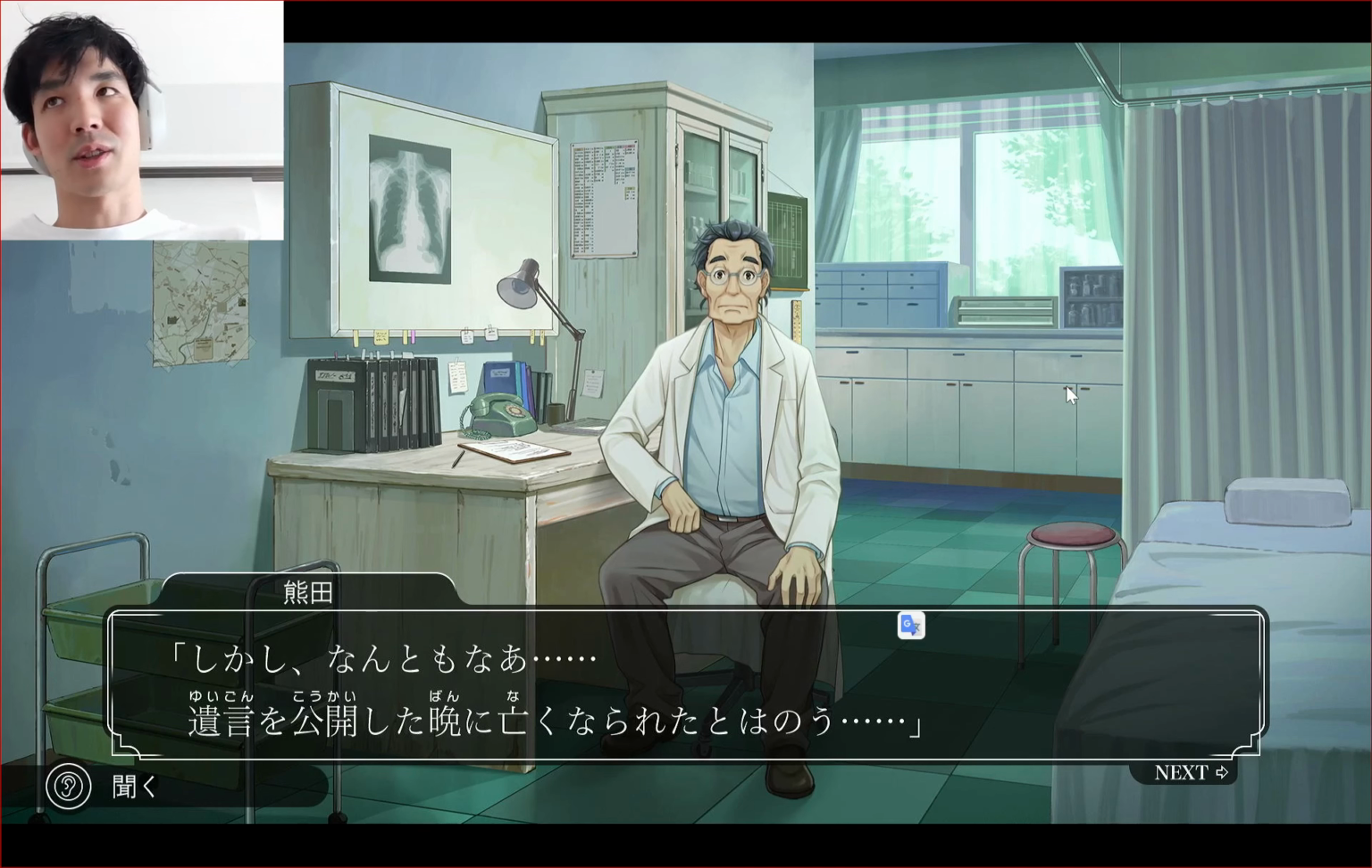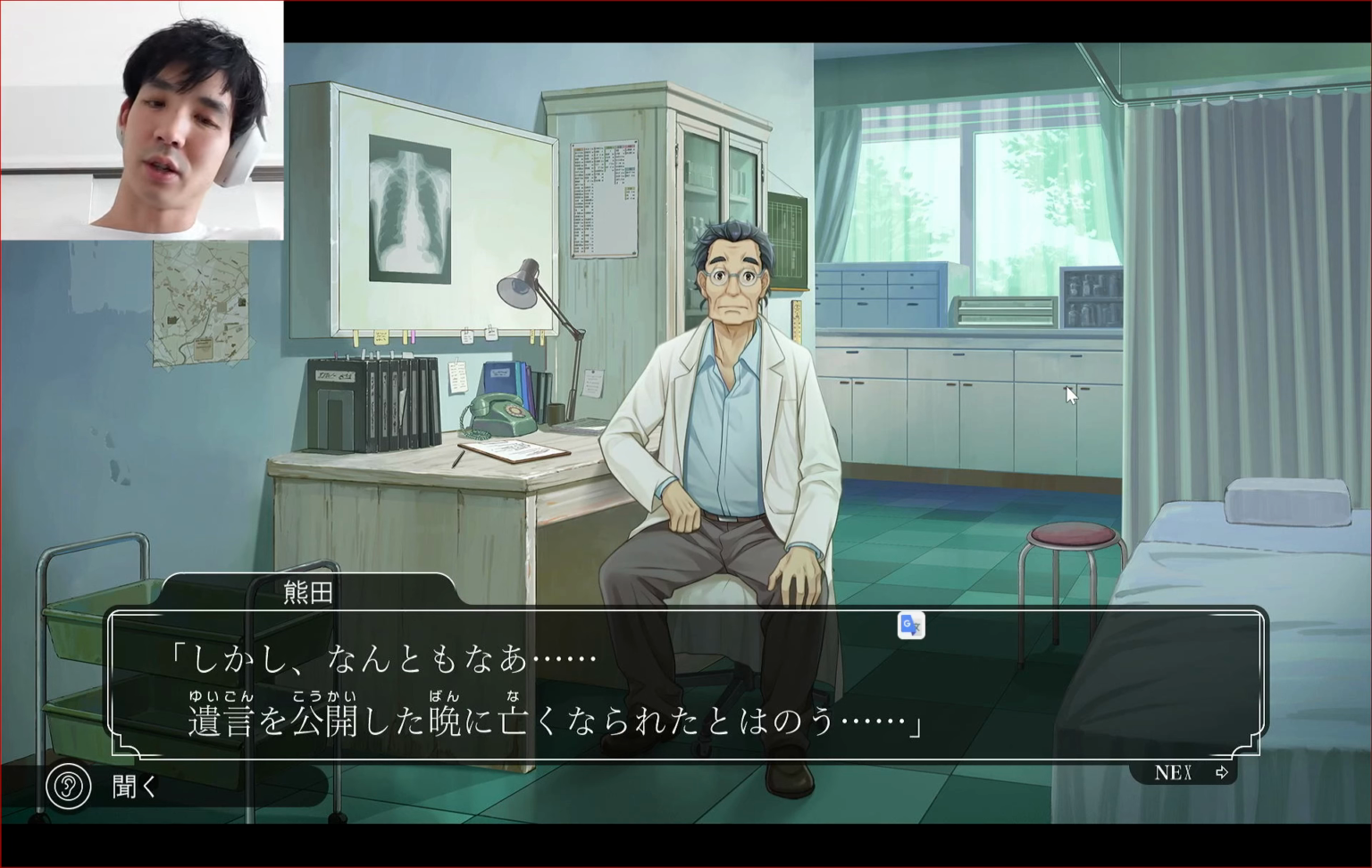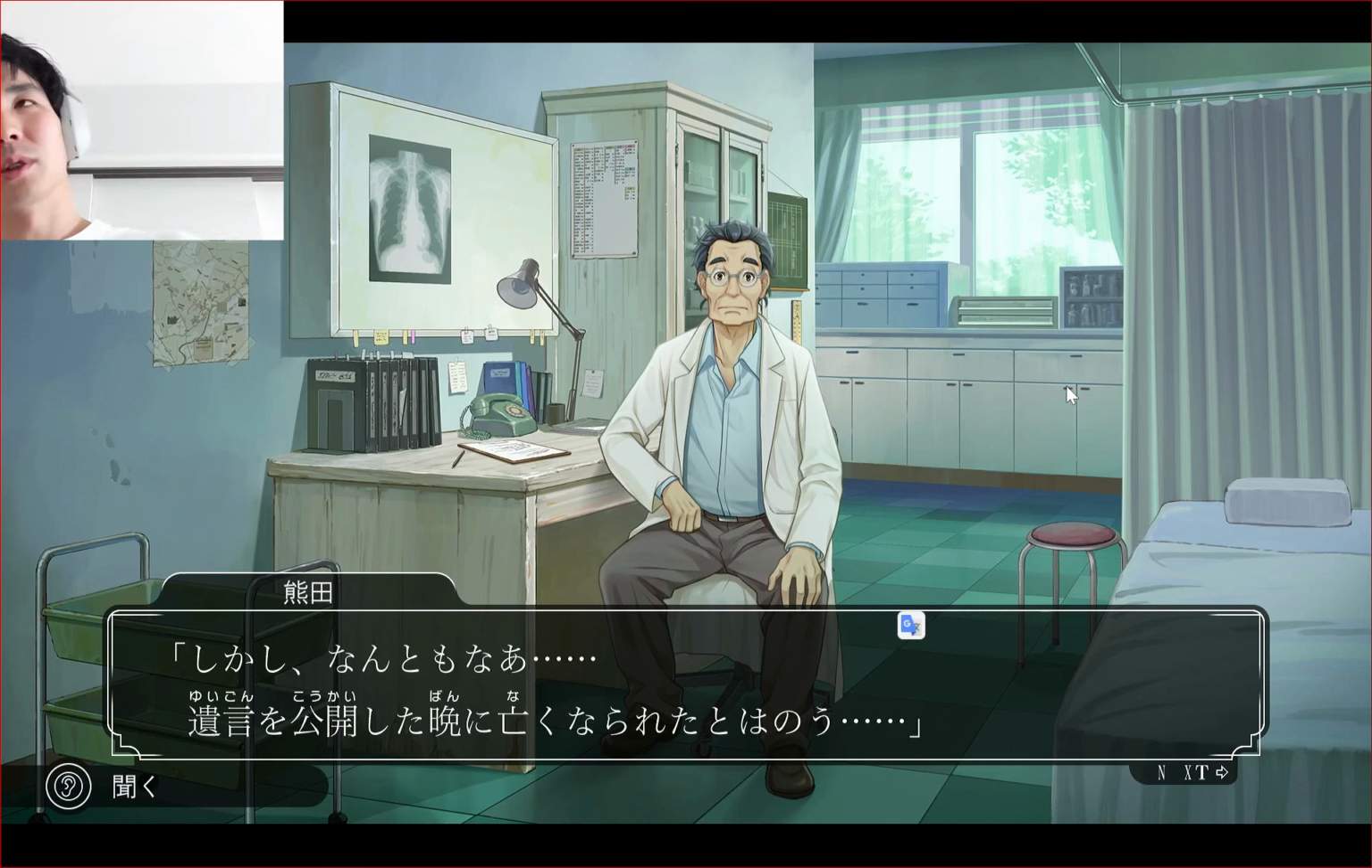Nakunarareta, he passed away. Nakunarareta. Why is it not Nakunatta? Nakunatta would be the simple case, like he just passed away. Nakunatta. Nakunarareta. Is it being respectful to him and speaking about him in the passive form? I think that's probably it. Nakunarareta is when you want to put somebody up at a high status. You use the passive form when speaking about them.